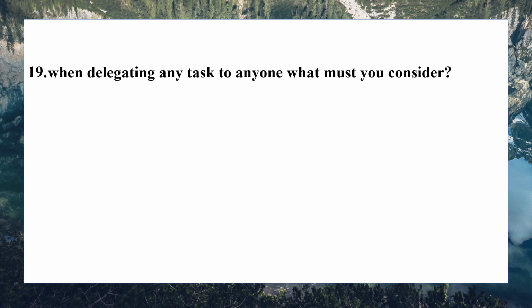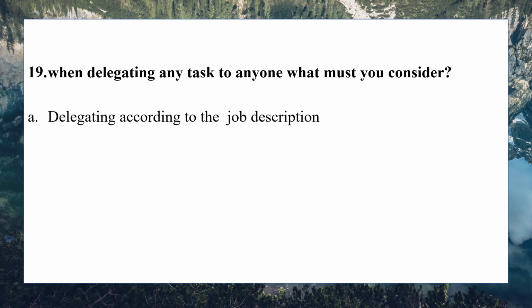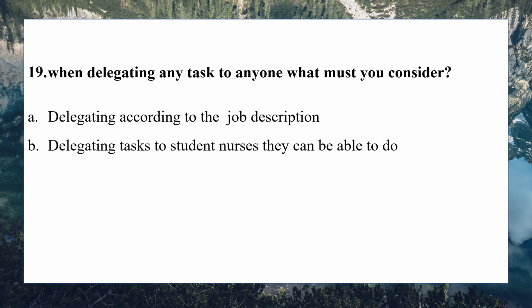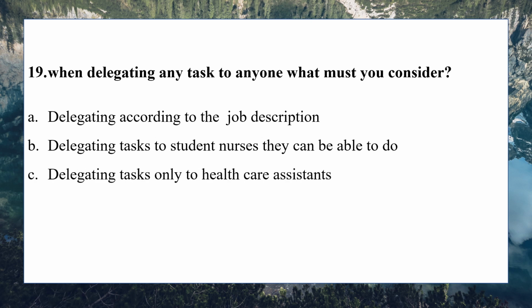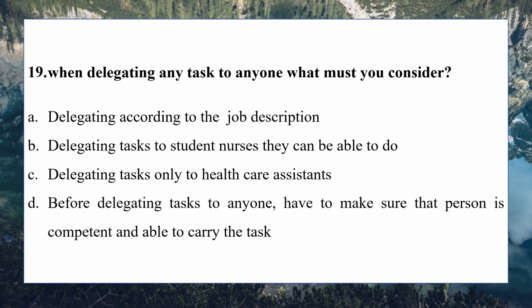When delegating any tasks to anyone, what must you consider? Option A. Delegating according to the job description. Option B. Delegating tasks to student nurses they can be able to do. Option C. Delegating tasks only to healthcare assistants. Option D. Before delegating tasks to anyone, have to make sure that person is competent and able to carry out the task. The correct answer is D. Before delegating tasks to anyone, have to make sure that person is competent and able to carry out the task.